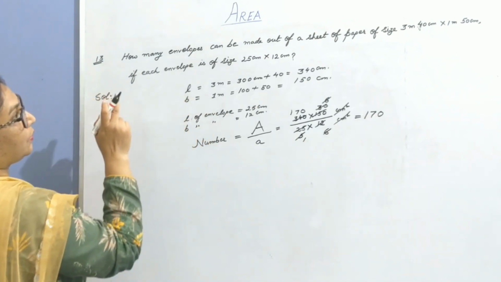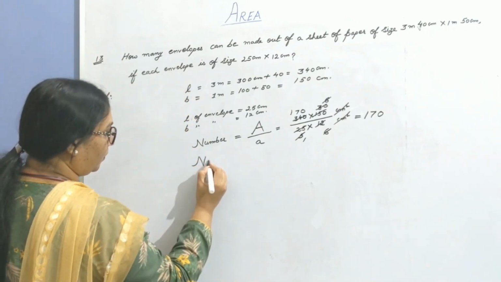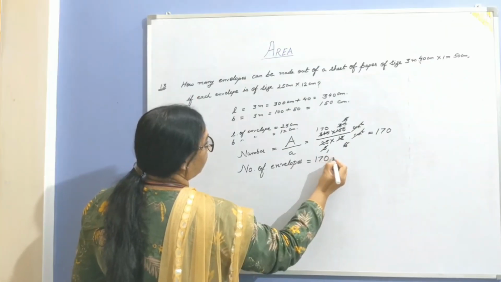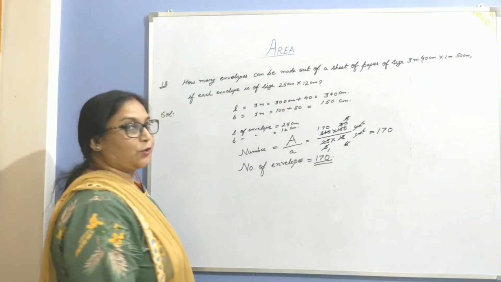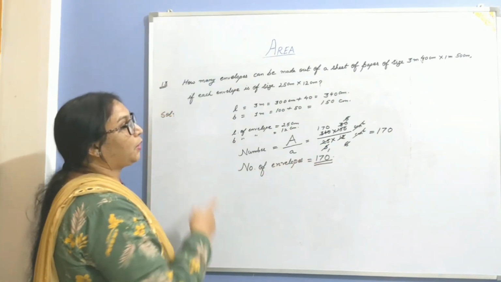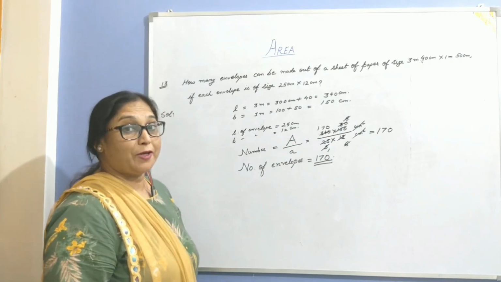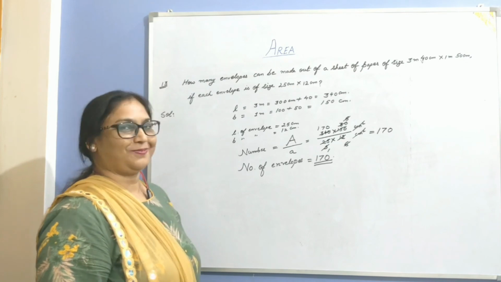Hence question is how many envelopes? So the number of envelopes equal to 170. Hence we reach to the conclusion 170 envelopes are made out of a sheet of paper of size 3 meter 40 centimeter by 1 meter 50 centimeter.